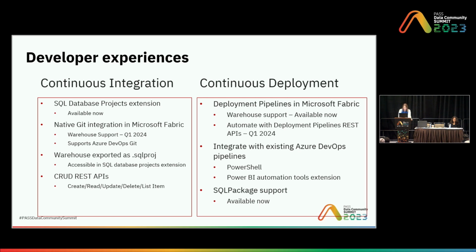When it comes to continuous deployment, that's actually already something that is available in Power BI, but we've released it for Fabric artifacts as well. So we'll also have the ability to automate deployment pipelines with REST, which is coming early next year. We also have integration with the existing Azure DevOps pipelines through PowerShell, and available now is also SQL package support.